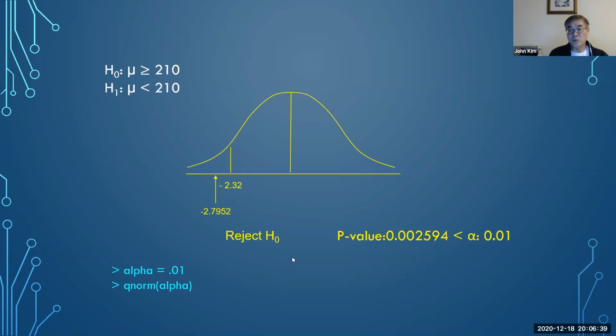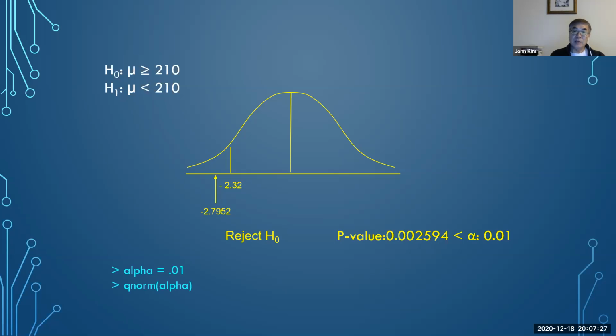So from this test result, we can conclude the sample sales mean is less than 210, because we reject the null hypothesis. So the alternative hypothesis can be true. So this is true, that means the sample sales mean is less than 210.